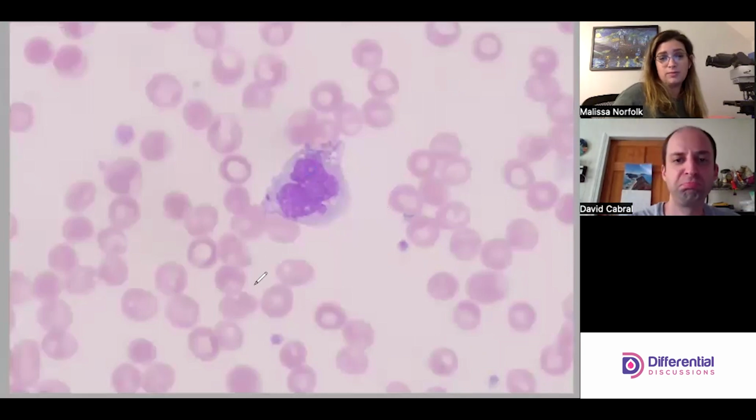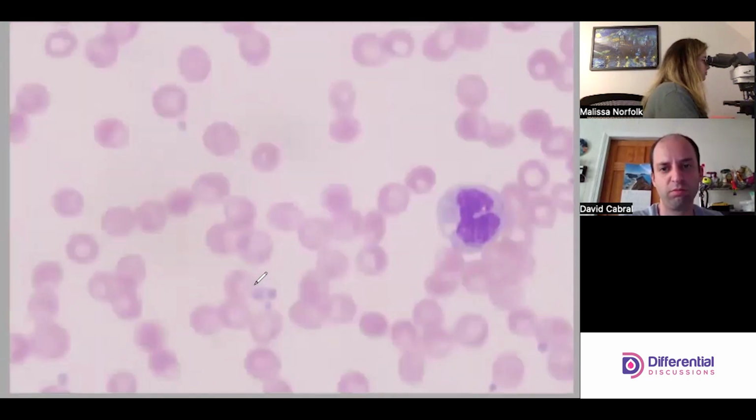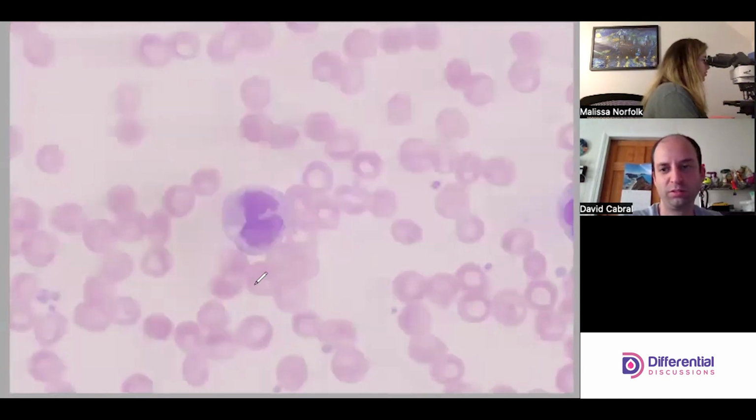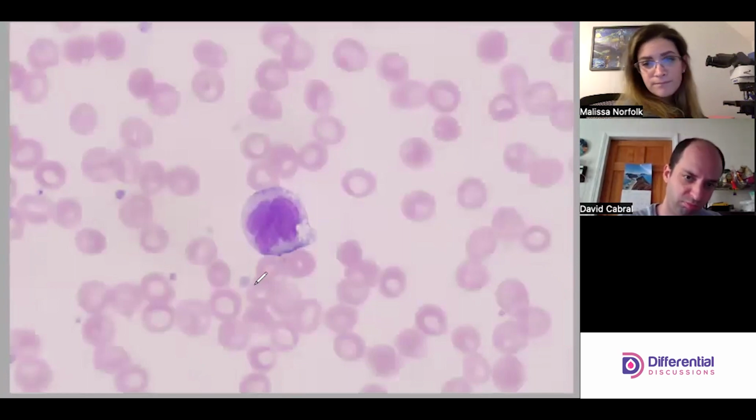I think this may be a pro mono. Cool. The other thing, he's not as basophilic as the first one that we saw, but he's still a little bit stretchier than the other monos that we've seen. And a lot of times, not every time, pro monos are a little bit bigger, stretchier. Agreed. Mono. I think just a mono. Yeah.